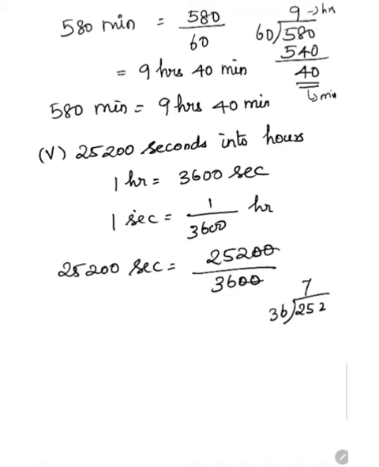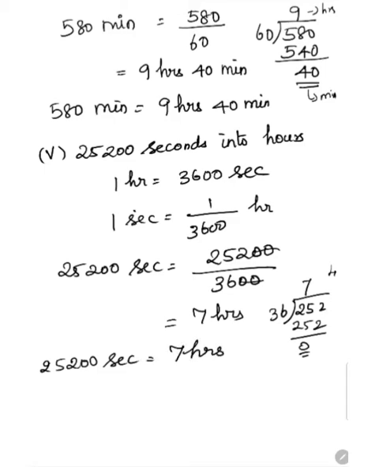It is definitely divisible by 7. 7 times 6 are 42, balance 4. 7 times 3 are 21, 21 plus 5. So the answer is 7 hours. So 25,200 seconds is equal to 7 hours.